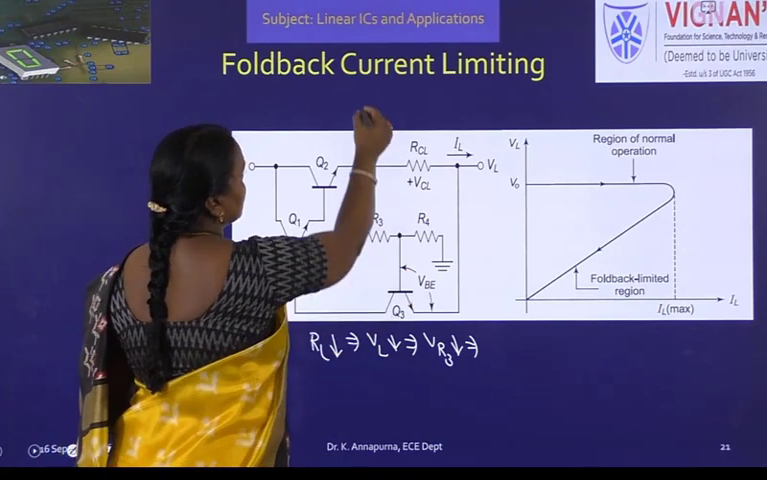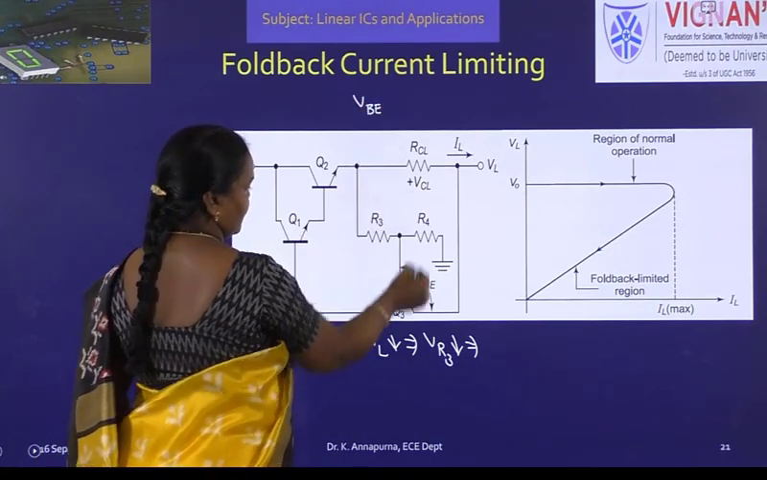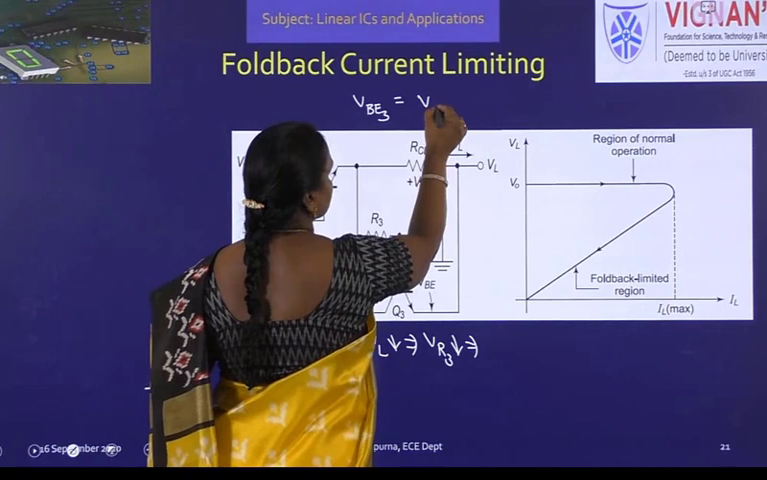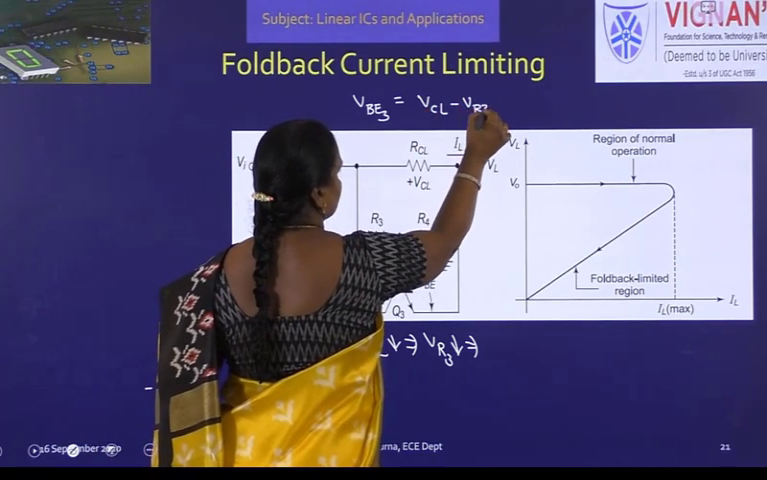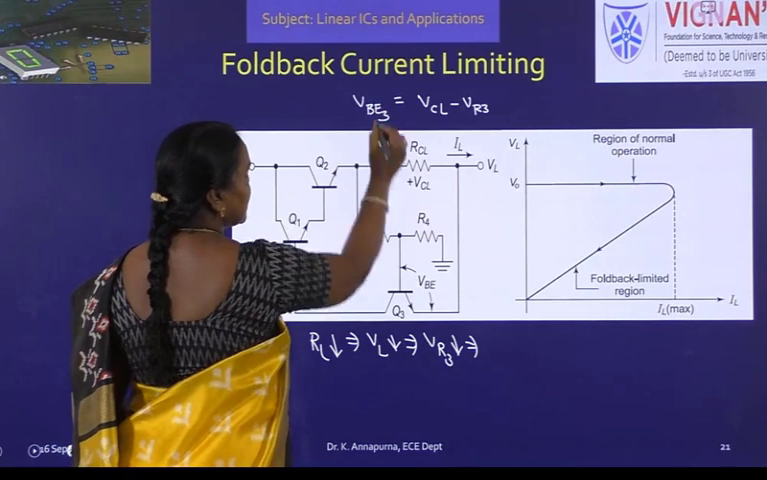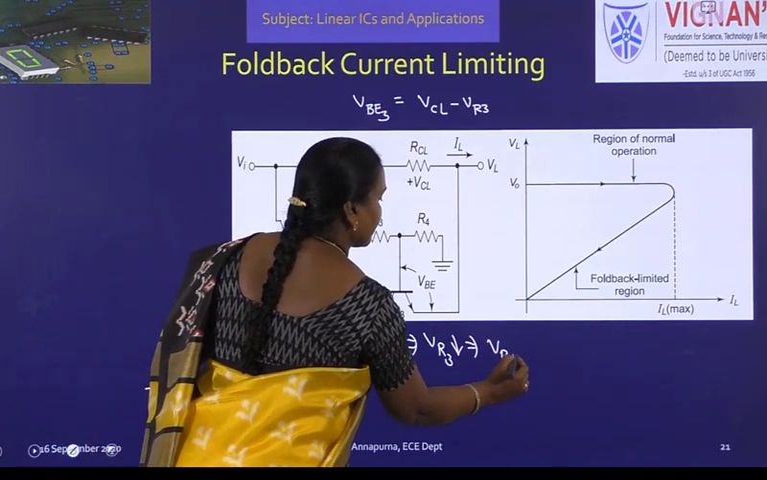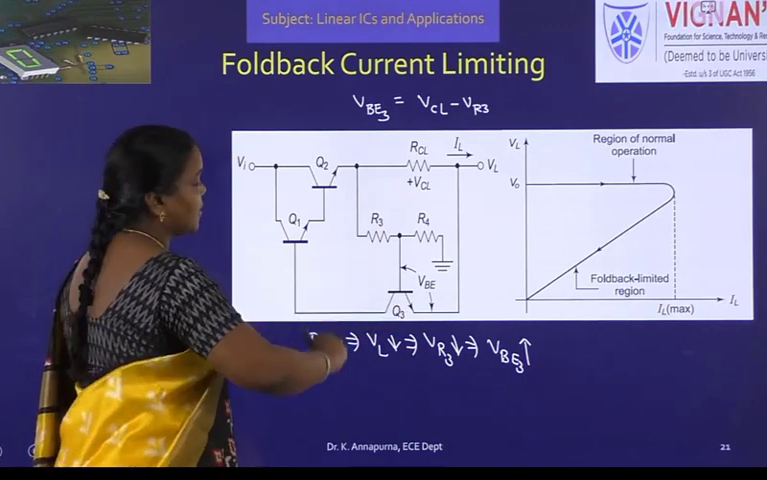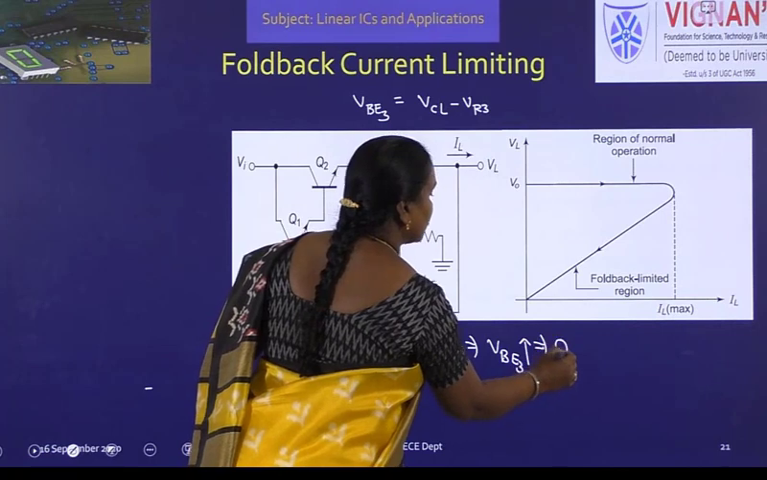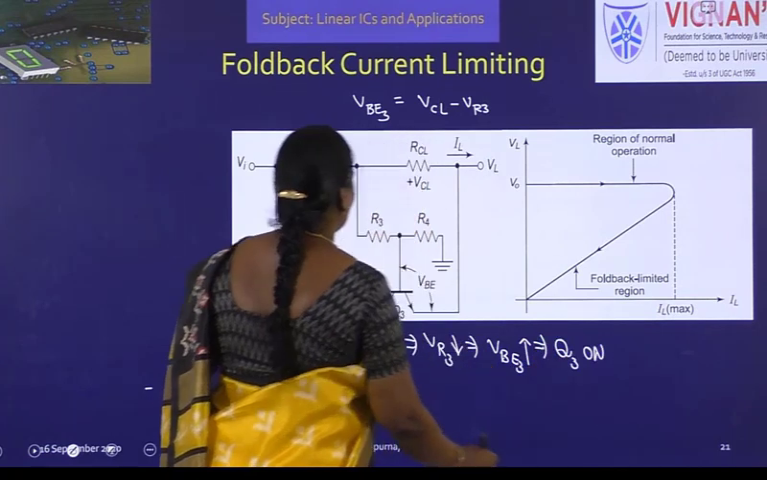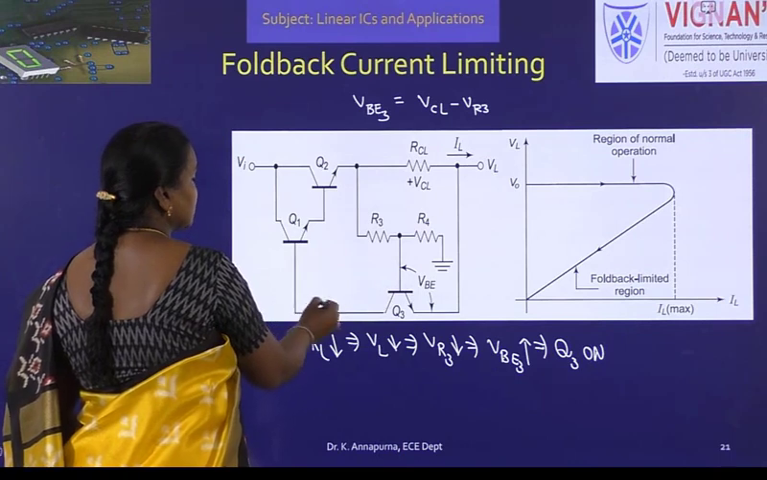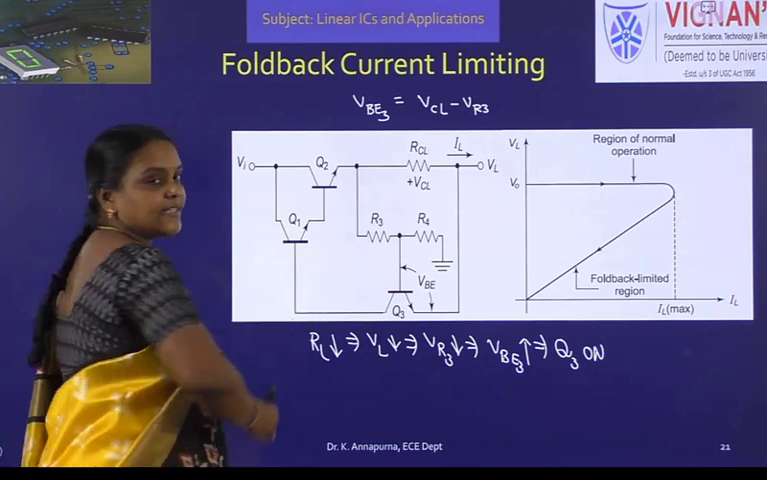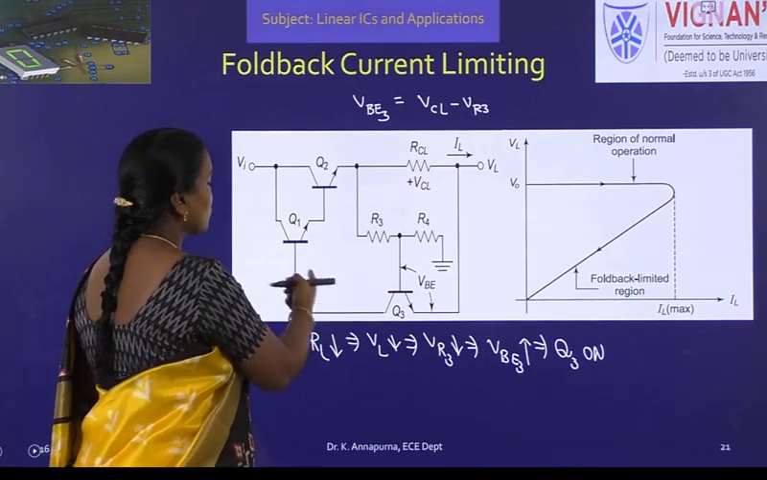This VBE. So VBE of the third transistor is equal to VL minus VR3. So VR3 decreases means VBE3 will increase. That means this transistor will enter into the on condition. So Q3 becomes on. If Q3 becomes on, what happens? It takes more current because it is its collector, and for Q1 it is its base. So the collector current is more compared to the base.